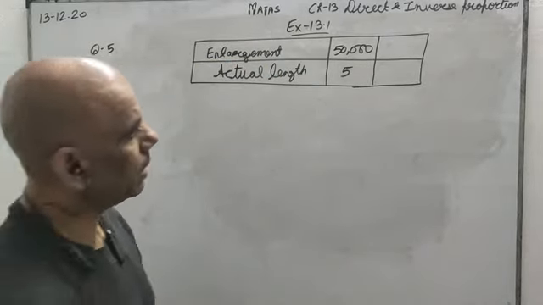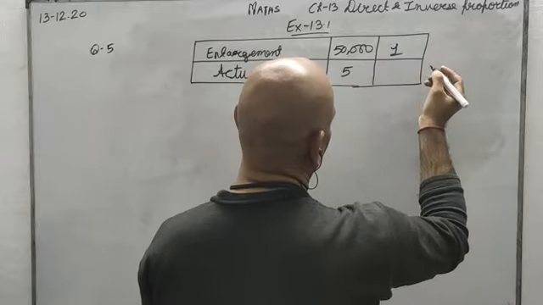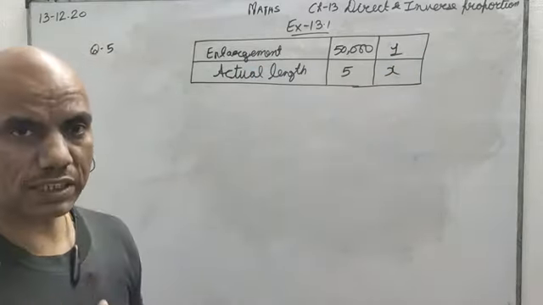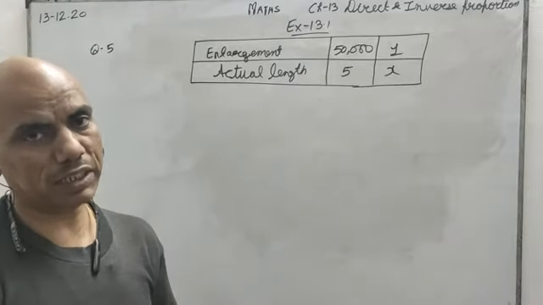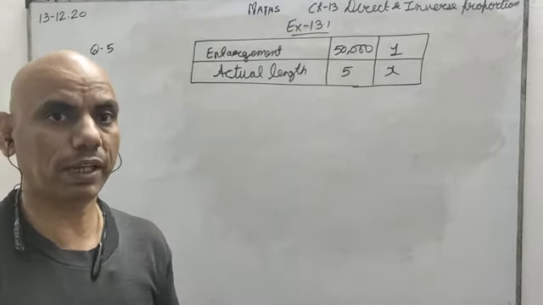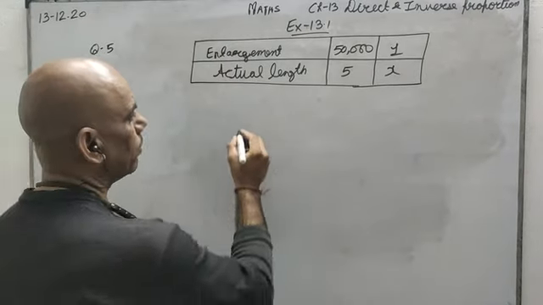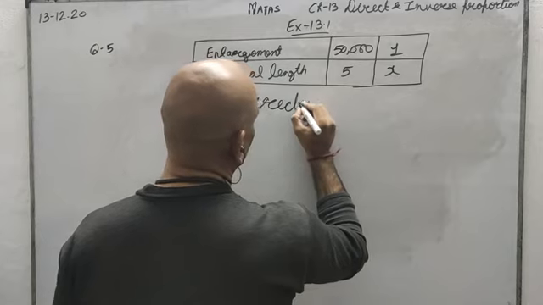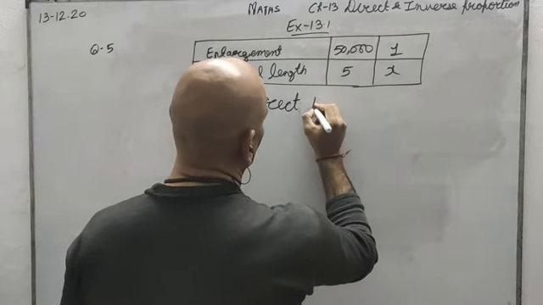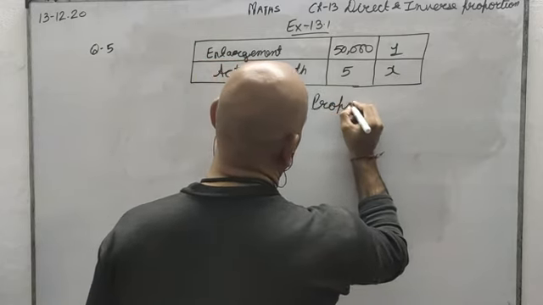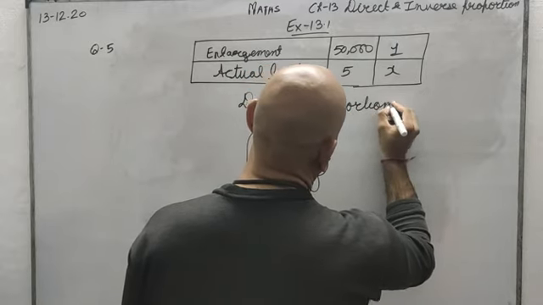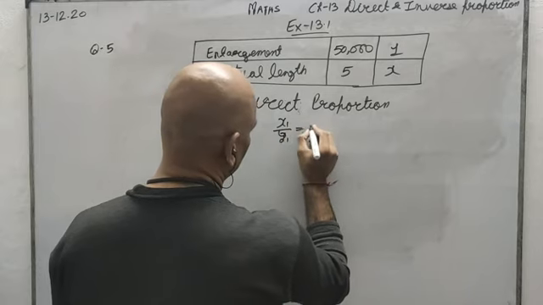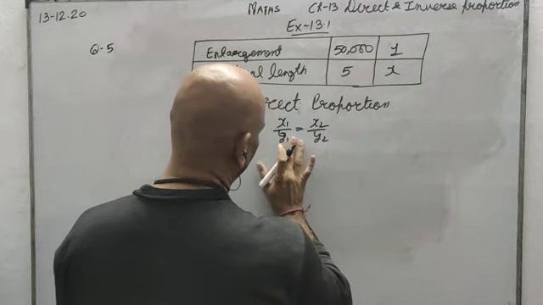And if enlargement is 1 only, no enlargement is there, then what is the actual length? If enlargement is less, then actual length will also remain less. So it is a direct proportion. That way we came to know that it is direct proportion. And the law in direct proportion is x1 upon y1 is equals to x2 upon y2.